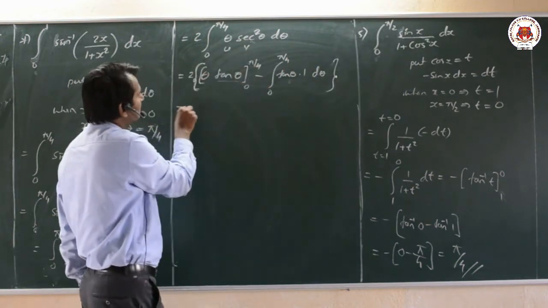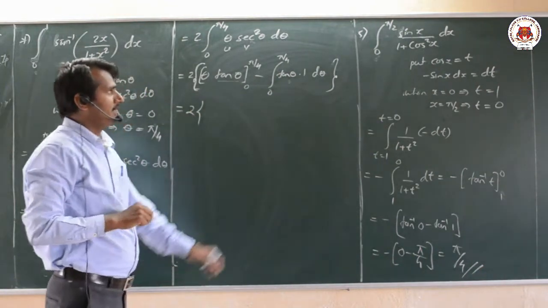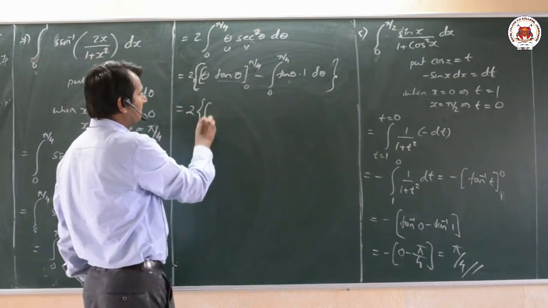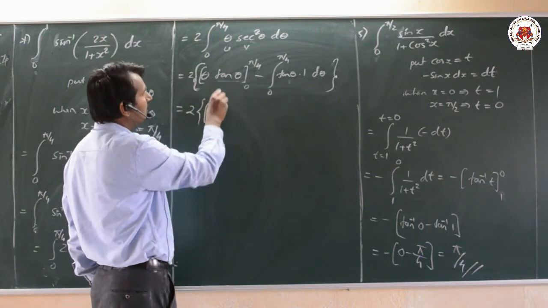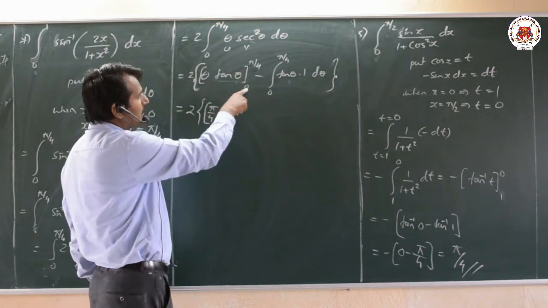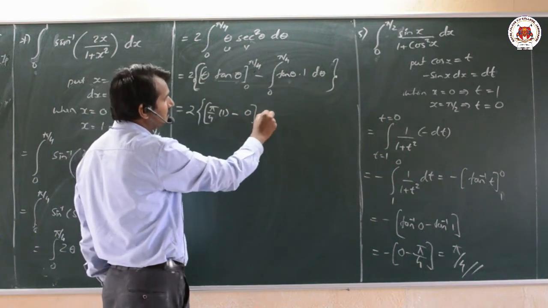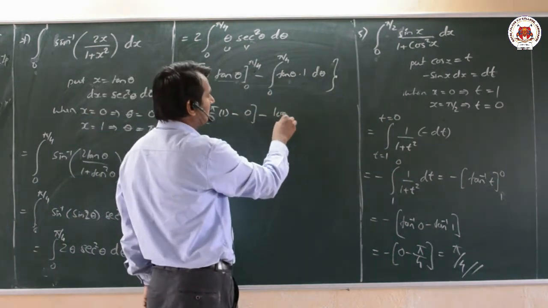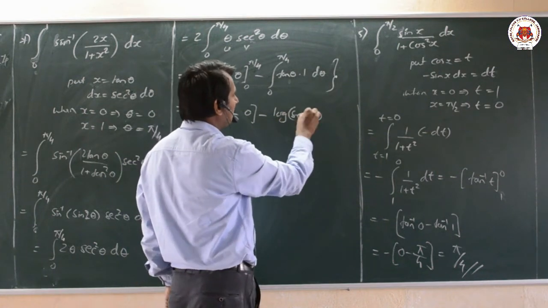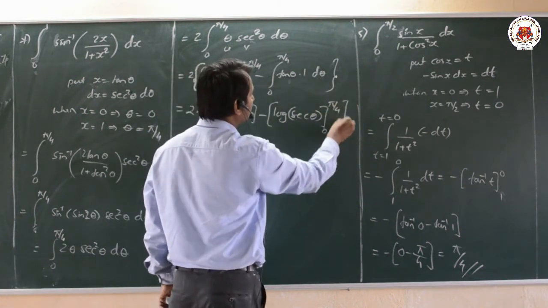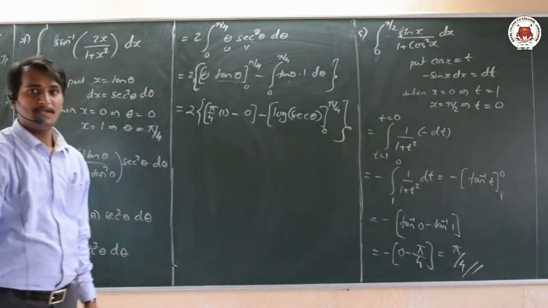Now which is equal to 2 into, substituting the limit, theta equal to pi by 4, so pi by 4 into tan pi by 4, the value will be 1. Minus the lower limit, theta is 0, so the value will be 0. The integration of tan theta is log of secant theta, between the limits 0 to pi by 4.